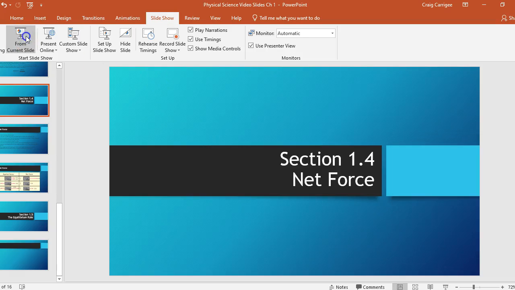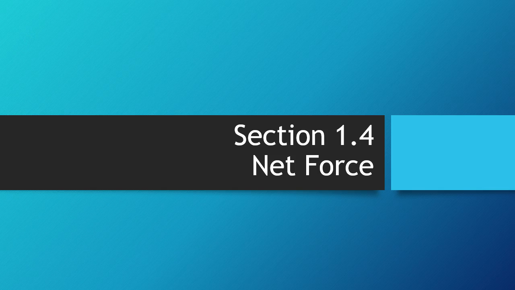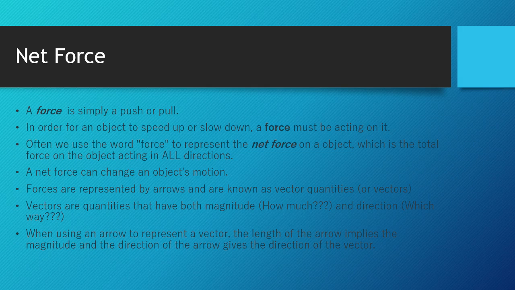Section 1.4, net force. Galileo determined that you had to push or pull on something to get it moving, but then it would continue moving unless something stopped it. Some kind of friction or some kind of resistance slowed it down. In physics, we call this push or pull a force.